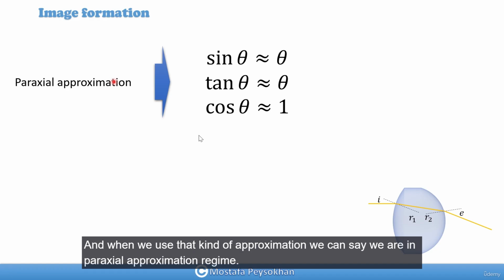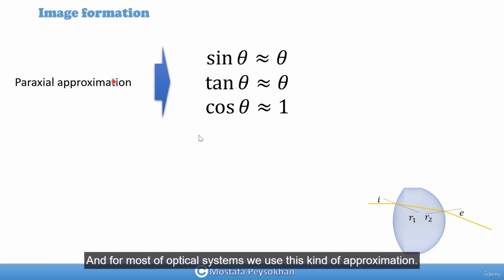And when we use that kind of approximation, we can say we are in the paraxial approximation regime. For most optical systems, we use this kind of approximation. We're going to talk about different aberrations in the next lessons. But for now, let's just focus on the paraxial approximation.